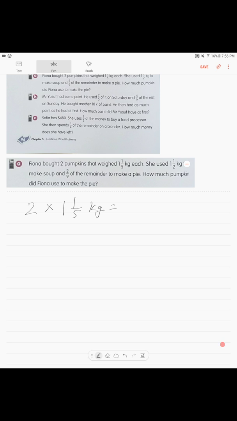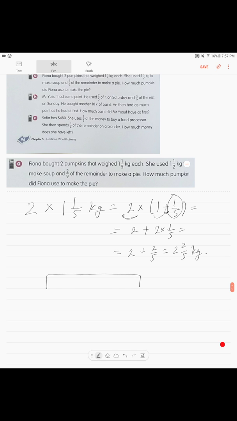know the total, right? 2 pumpkins, each weighs 1/5 kilogram. What is the total, right? Again, step by step, I will make it times, to make it easy. 1 plus 1/5 equal 2 times 1, 2, plus 2 times 1/5, right? The same thing as 2 plus 2/5, 2/5 kilogram. That's your total weight of 2 pumpkins, right?